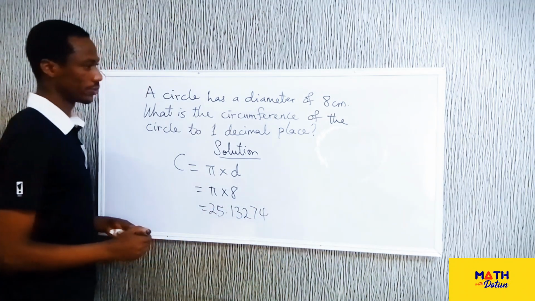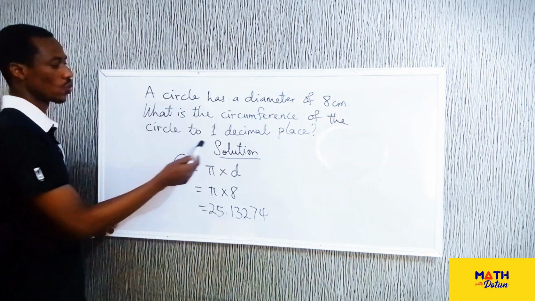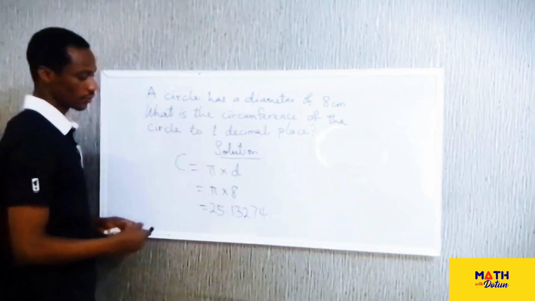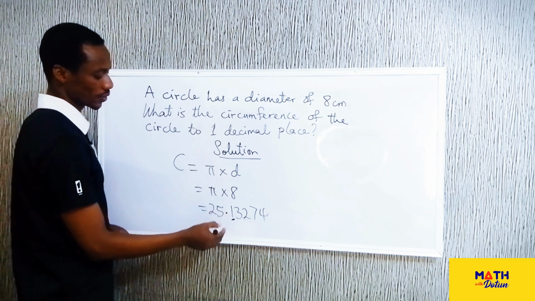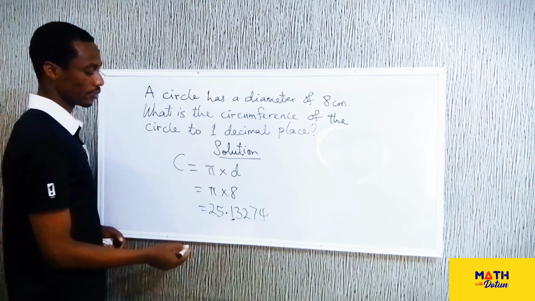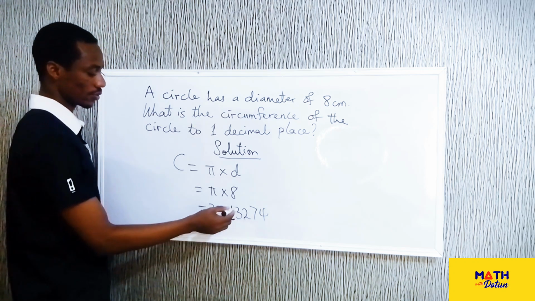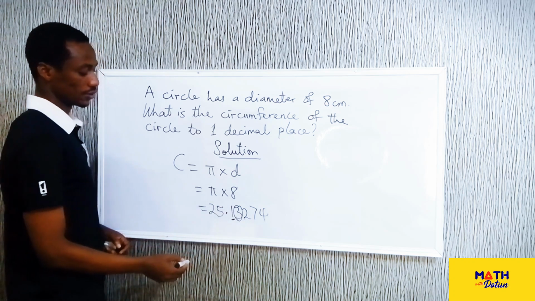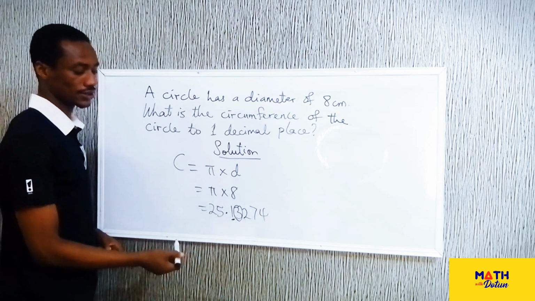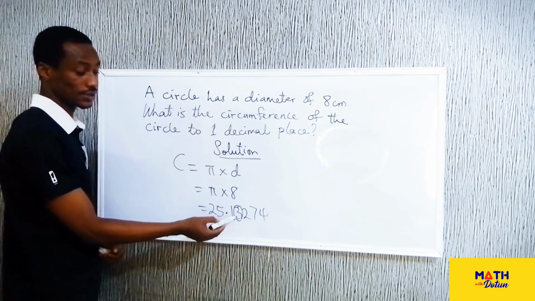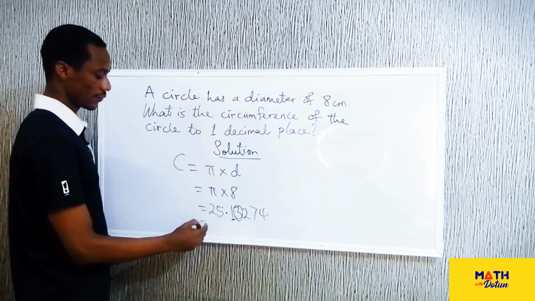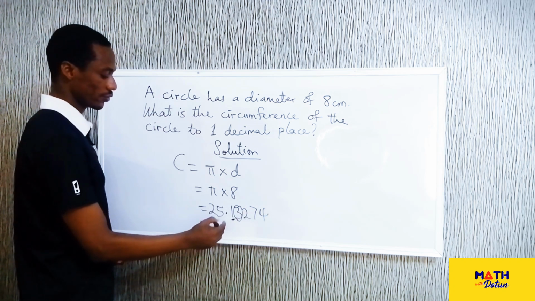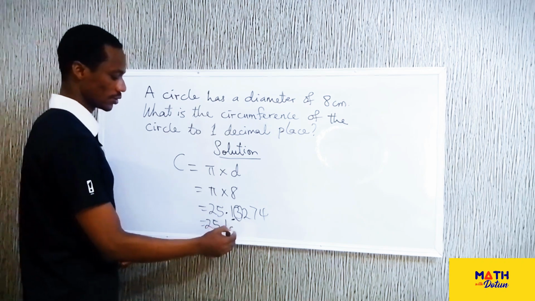25.1327413274. But remember, we have to calculate it to 1 decimal place. So 1 decimal place is the first digit after the point. Then we'll consider the next door neighbor to see if we're rounding down or up. Since this is not up to 5, we're going to round it down. So our final answer will be 25.1 centimeters.